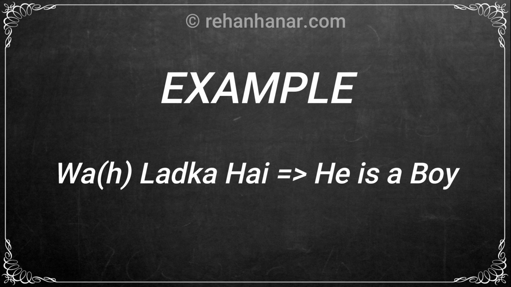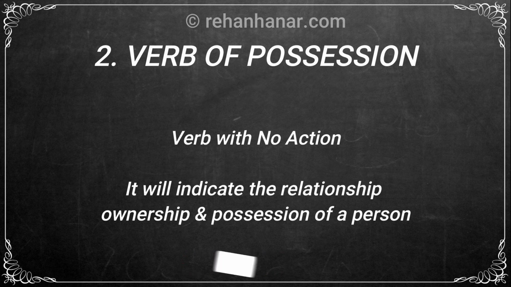For example, वो लड़का है. He is a boy. We only point him out, and there is no action takes place in this. Secondly, there is another verb with no action. It is called verb of possession.